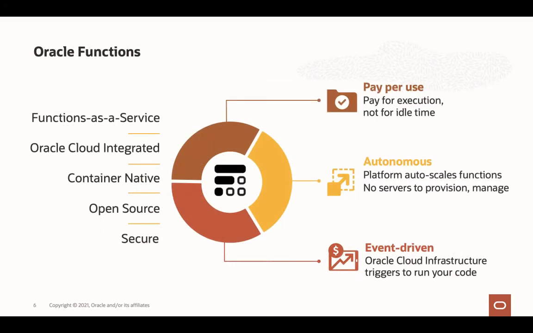So what is Oracle Functions? In the Oracle Cloud, we have a functions as a service offering, which is fully integrated with the Oracle Cloud infrastructure. Functions is container native. Functions are deployed as container images and then run as Docker containers. Functions is based on an open source project called FN project, and it's completely secure with the OCI networking, identity, and compartment structure.